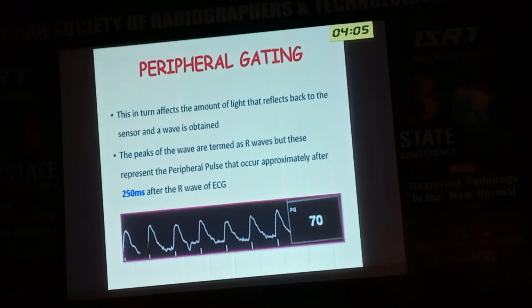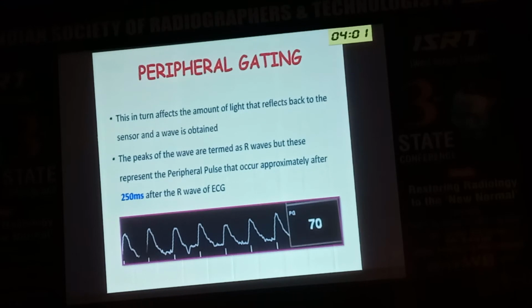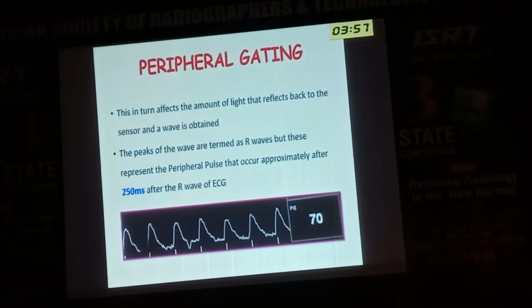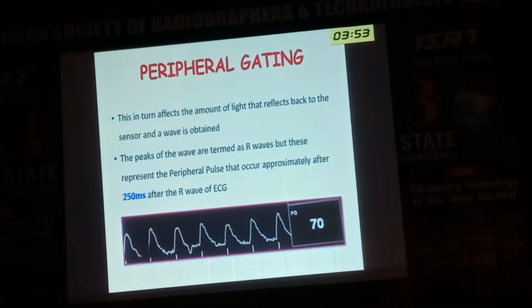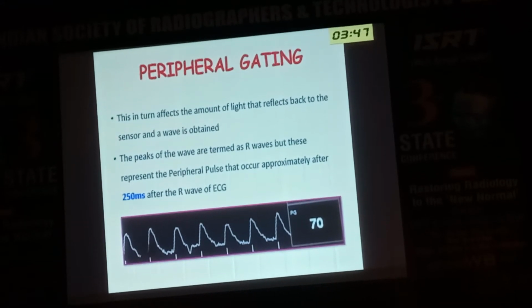Put the peripheral pulse unit here, a photo sensor is there, photo means light. The capillary bed blood flow, when it increases during the systole, it captures the data, so the peak goes. When the systole is completed, the peak comes down, rest phase, once again it increases, comes down. That only you are seeing here as a wave.